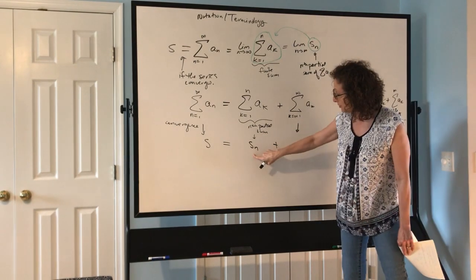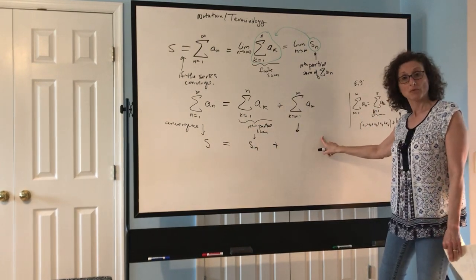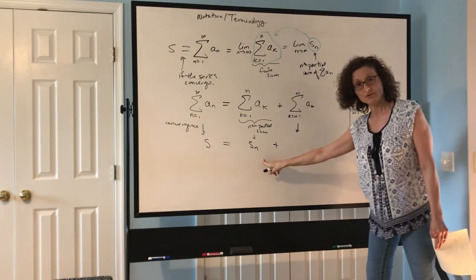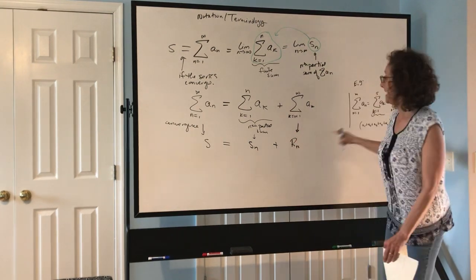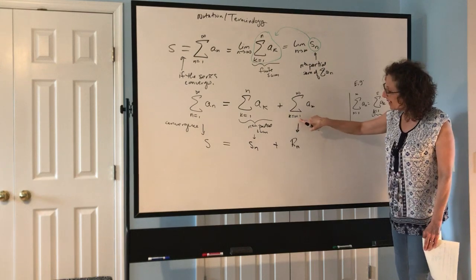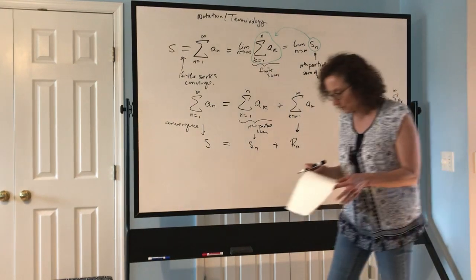So here we're using Sn, the first n terms, and then there's the remaining terms, the remaining terms after the first n terms. So we're going to call that guy R sub n, okay? Even though he starts counting at n plus 1, we're going to call him Rn, just to keep these guys the same, okay?